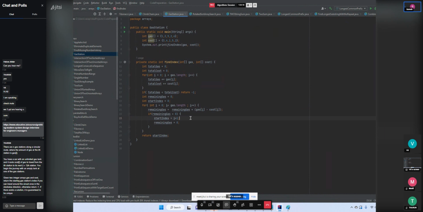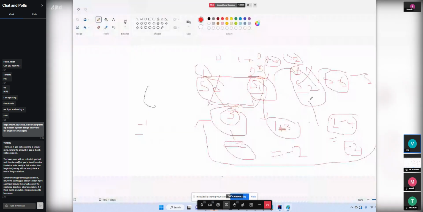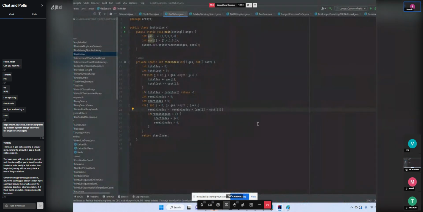Oh no, not the start index. I'm saying you started at some middle station, but you need to cover the 0, 1, 2, 3 stations also, right? How is i going to revert, covering those stations? You got my point? If you started at station number three, how are you getting the gas of zero, gas of one, all those things?